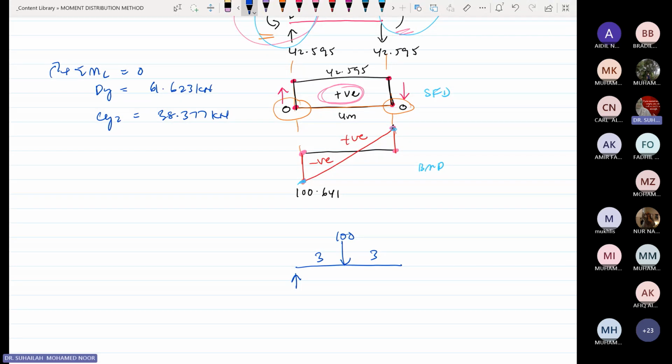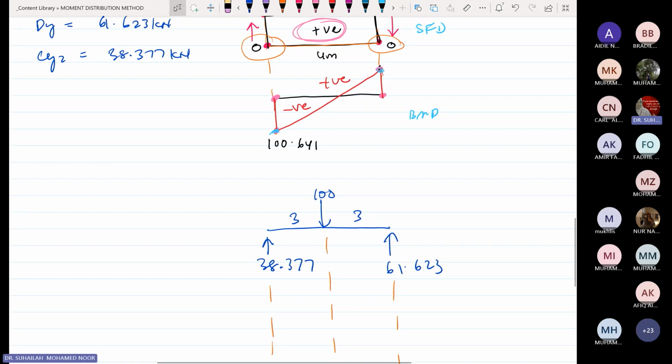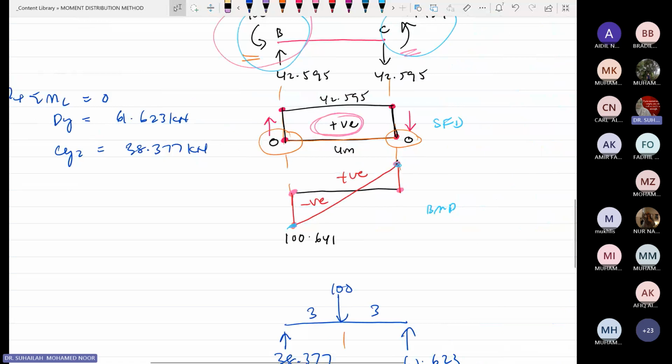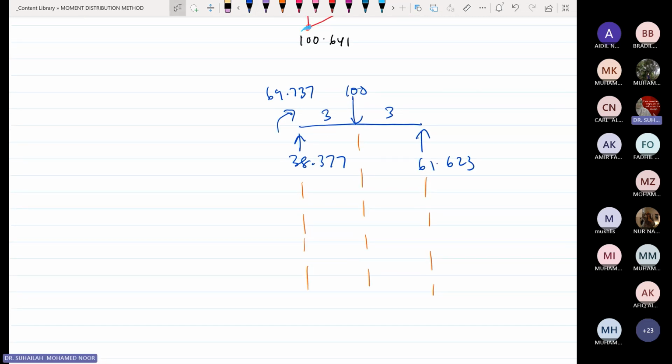Okay, CY2 38.377 and 61.623. Oh, ada moment. Moment dekat C, 69.737 positif. 69.737. Okay, for shear force diagram.